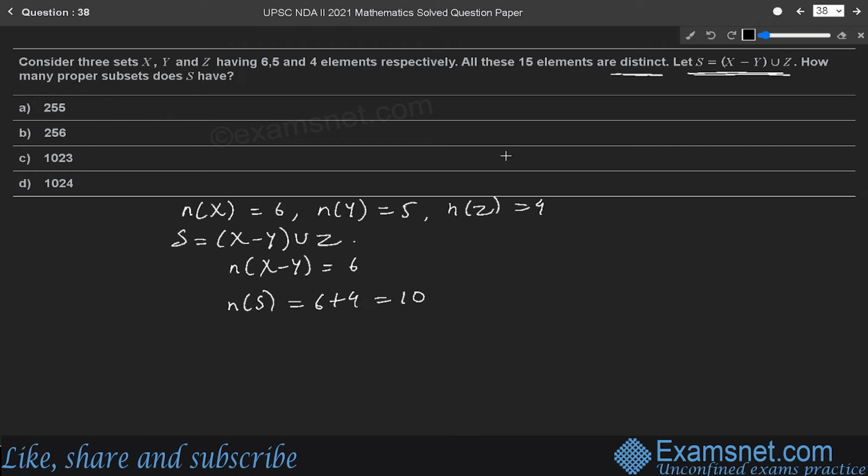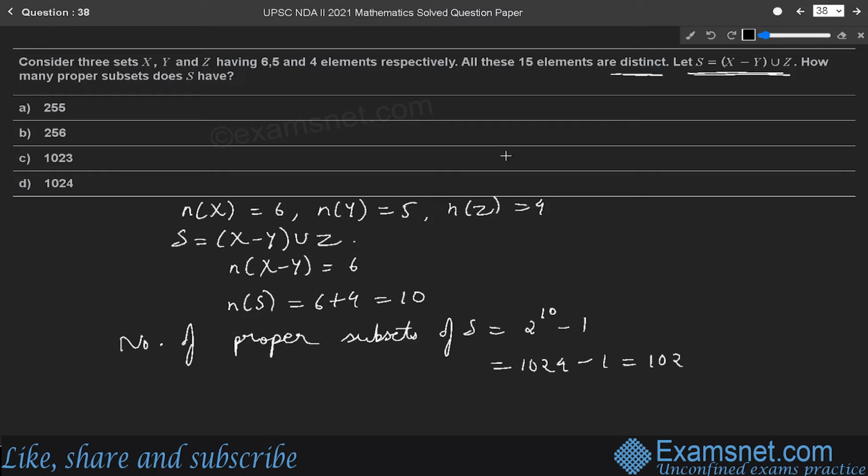Now the number of proper subsets of S will be 2 to the power 10 minus 1, which is 1024 minus 1, which is 1023. So these are the number of proper subsets of the given set, which is S. Therefore, the correct option for this question is option C.